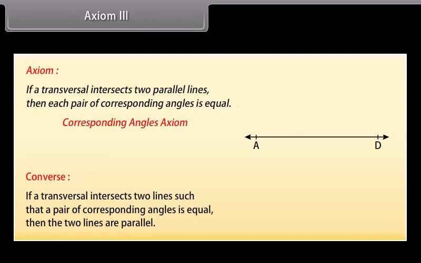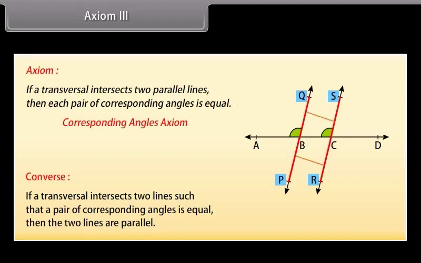Draw a line AD and mark points B and C on it. At B and C, construct angle ABQ and angle BCS equal to each other. Produce QB and SC on the other side of AD to form two lines PQ and RS. We can observe that the two lines do not intersect each other. We can also draw common perpendiculars to the lines PQ and RS at different points and measure their lengths. You'll find it the same everywhere. So we can say that the lines are parallel.